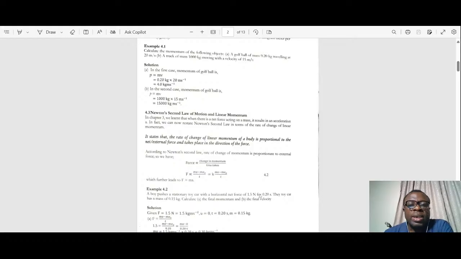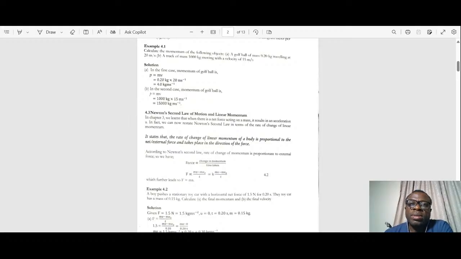So looking at section 4.3, we'll talk about Newton's second law of motion and linear momentum. Newton's second law of motion states that, this is the mathematical expression, the rate of change of momentum is directly proportional to the applied force. And what is momentum? The product of mass and its velocity.